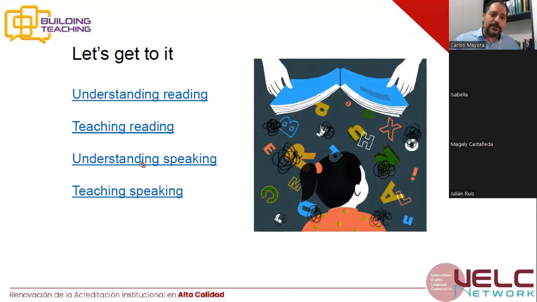And the same with speaking. If you're assigned to this group, you will be discussing with your partners what is the definition of speaking? What are the abilities that are involved in speaking, in oral production? And if you are assigned to the teaching speaking group, you reflect or share ideas on what you normally do for your students to practice speaking skills in class. Is everything clear so far?